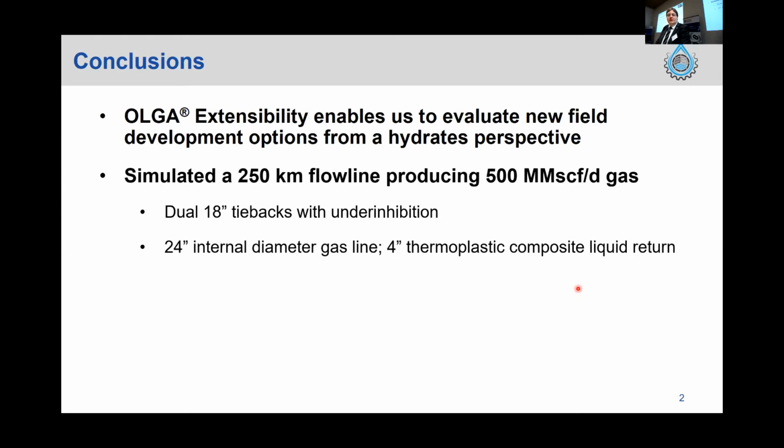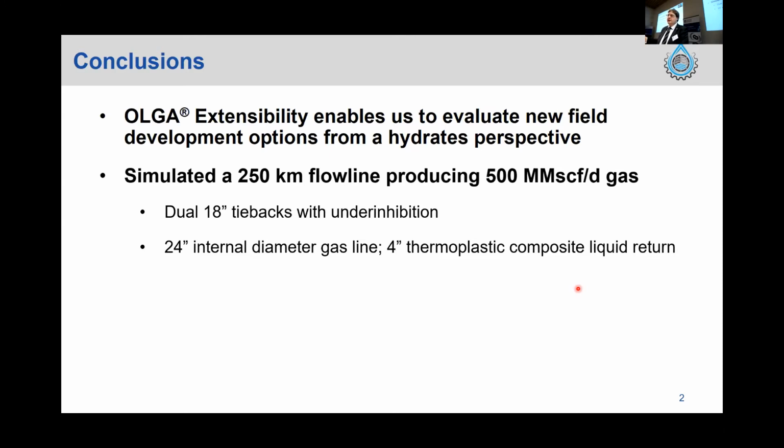And we've used that to simulate a 250 kilometer long flow line, which is normally producing about 500 million scuffs per day. And what we're going to look at is two different options for that. Firstly, there's dual 18-inch tiebacks, which is a fairly standard sort of solution, but we'll be taking a look at the concept of underinhibition and see what we can achieve with that.